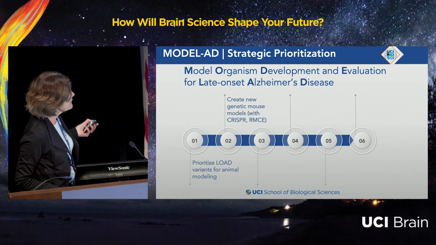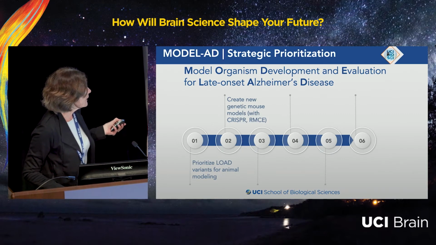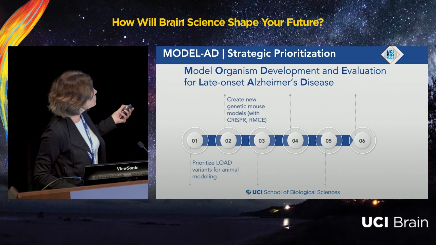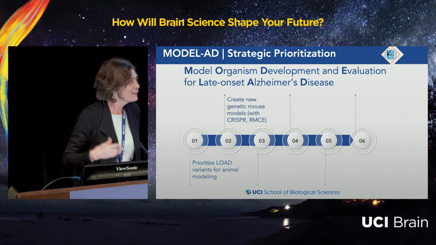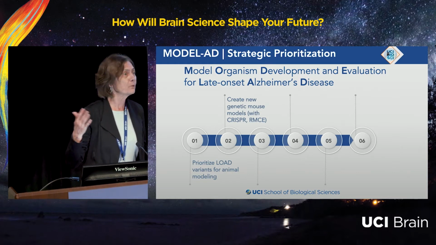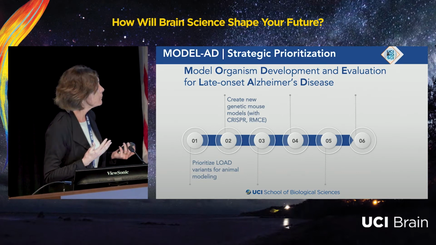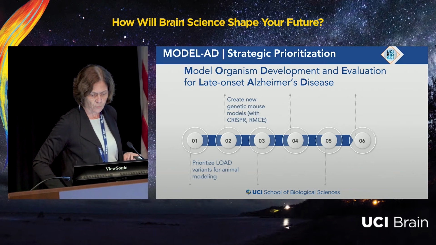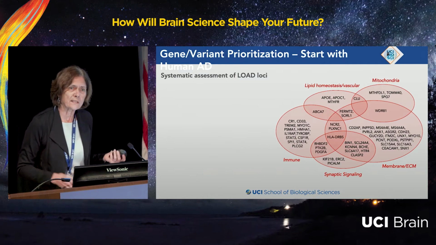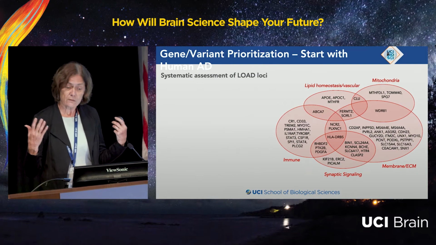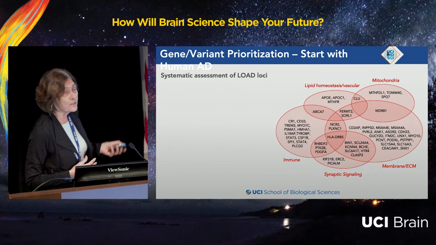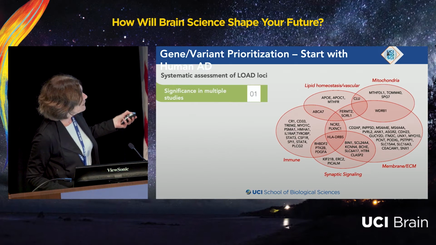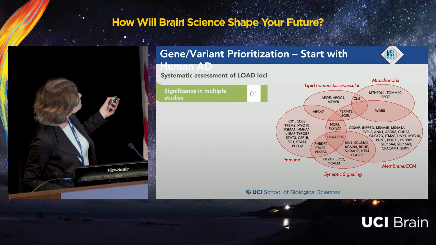We want to prioritize these different variants for late onset Alzheimer's disease so that we can put them into an animal model and create these new genetic mice with the new CRISPR mechanisms that you might have read about. But we're using some old-fashioned recombination methods as well so that we put these genetic mutations into the mice. But what we have to do is select from this large number of possible genetic mutations, and we have to prioritize that.